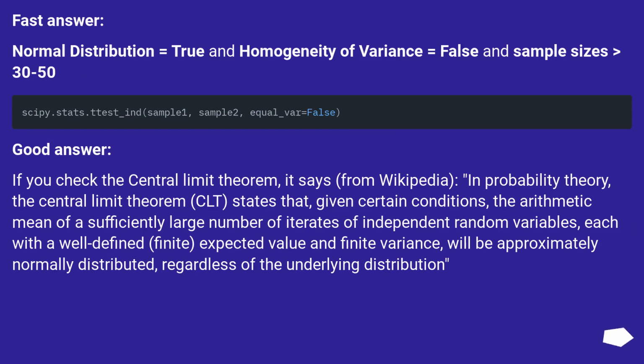Fast answer. Normal distribution equals true and homogeneity of variance equals false and sample sizes 30 to 50.